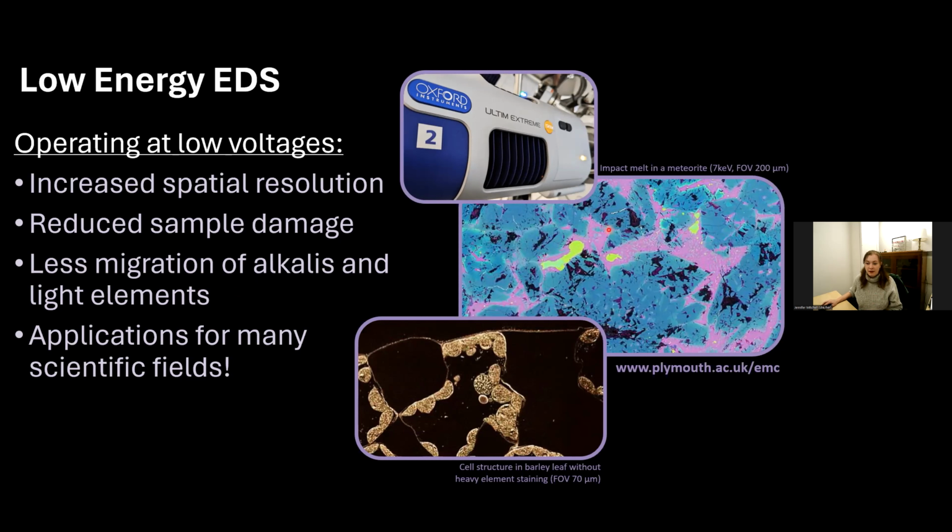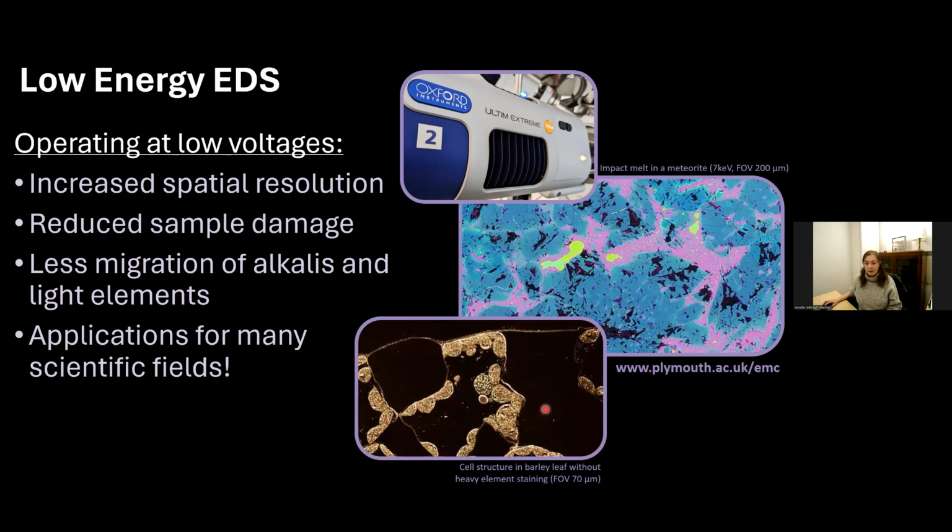So this colourful map in the background is a layered element map I collected of an impact melt on a meteorite at about 7 kV. These features in here are super, super tiny. This whole thing is only 200 microns across. I have extra maps where I can literally fully get into these little crystallites in these melts and reveal the contents of this glass very, very nicely, which at higher accelerating voltages, they all kind of get smushed together and it's really hard to resolve individual crystals.